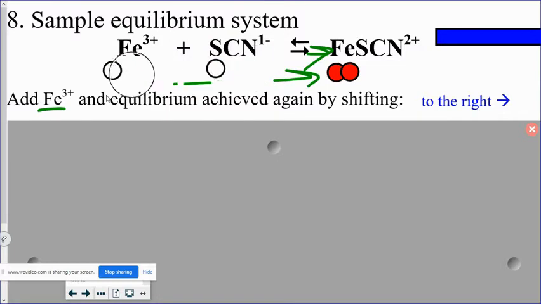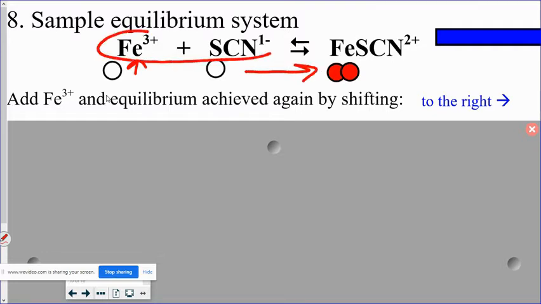So I'm going to erase all that. Again, if I increase this element, these iron 3 ions, it's going to shift to get rid of it. The only way it can shift to get rid of it is to make more of the product. And these two would have to react together to make more of this product. So now let's go to the next question.